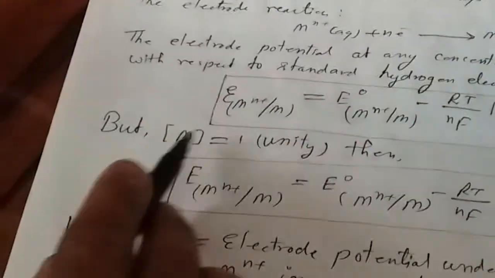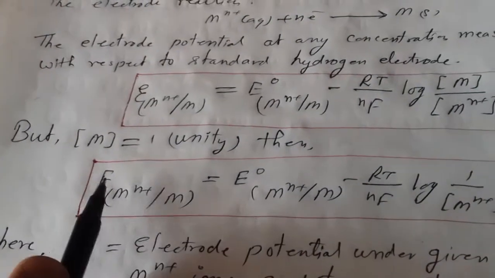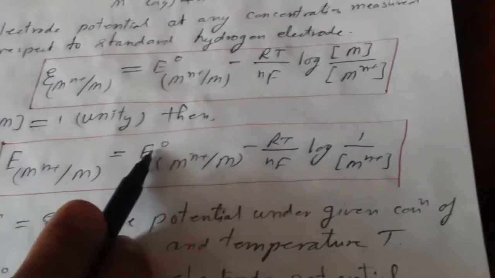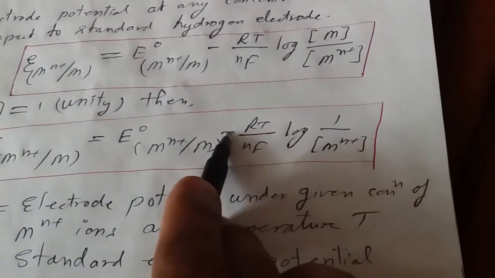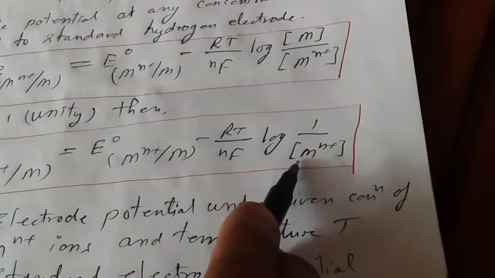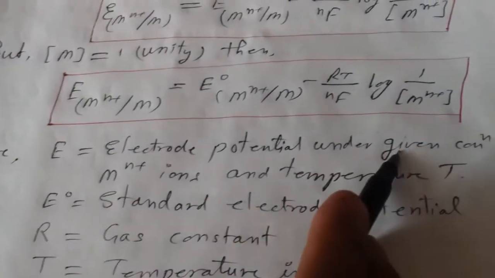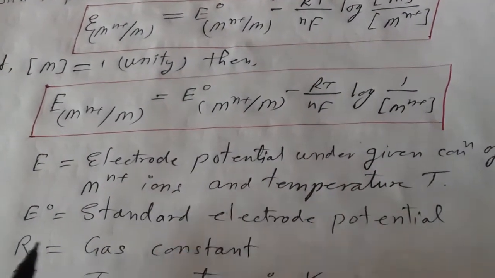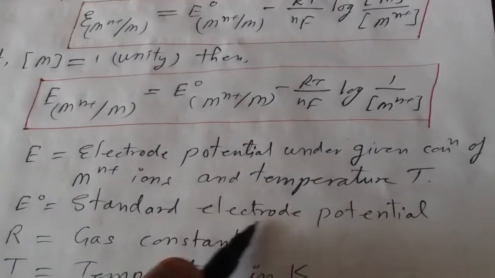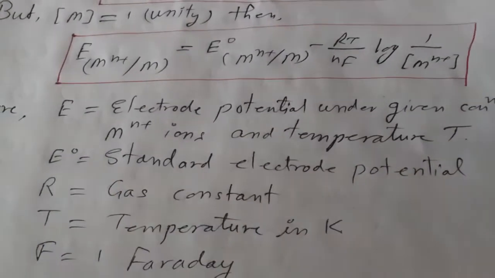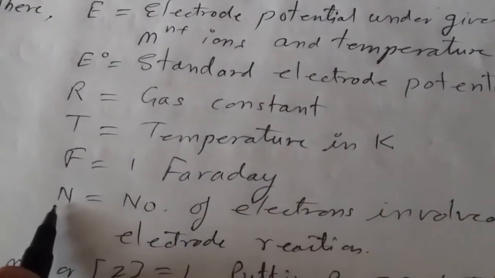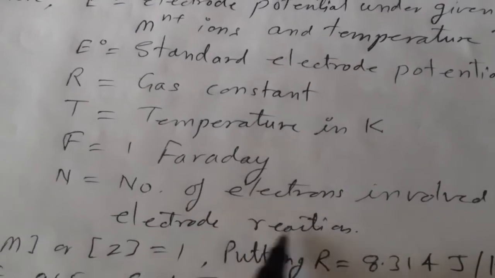But if the concentration of the metal is unity, then what will happen? E(M^n+/M) = E°(M^n+/M) - RT/nF log 1/[M^n+], where E is the electrode potential at the given concentration of the M^n+ ion and temperature T, E° is the standard electrode potential, R is the gas constant, T is the temperature in K, F is 1 Faraday, and n is the number of electrons involved in the electrode reaction.